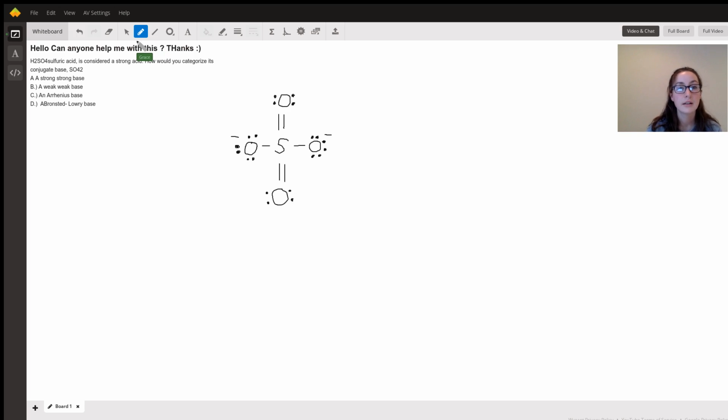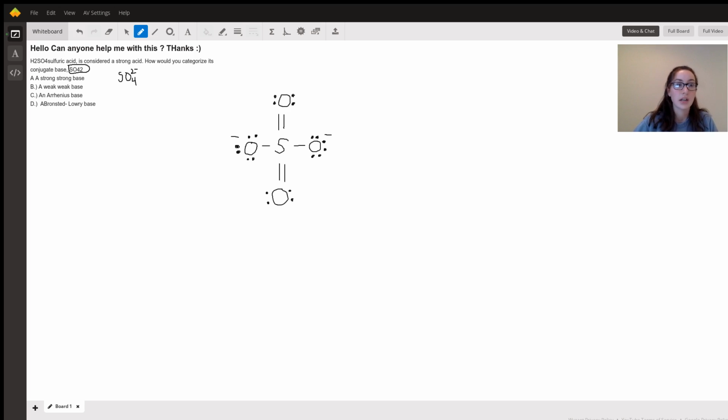And here is the structure mentioned in the question, SO4 2 minus. Or, it should rather be written like this. So, anytime a strong acid loses its protons, it becomes a weak base. Basically, the conjugate base of a strong acid will always be weak.